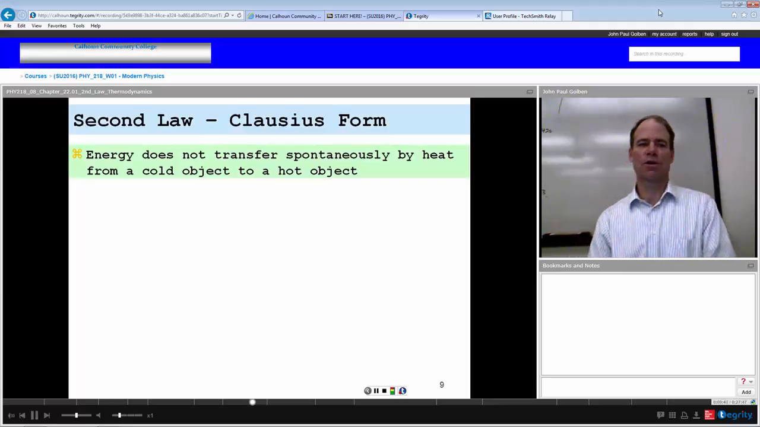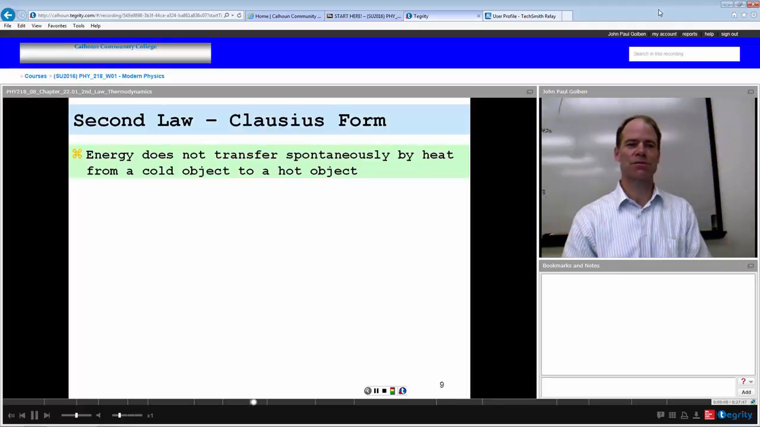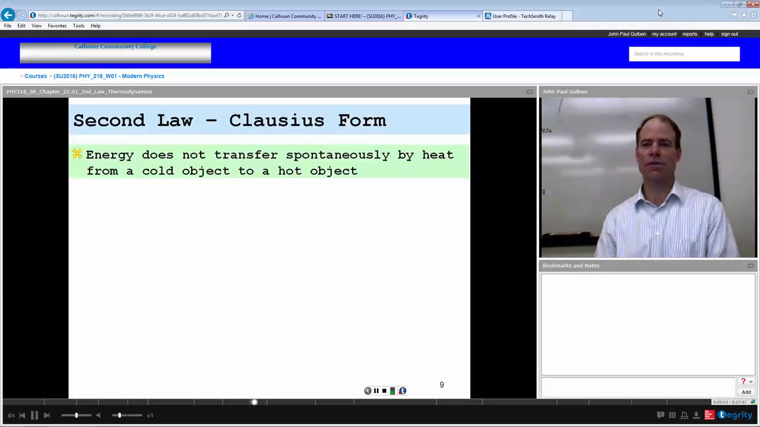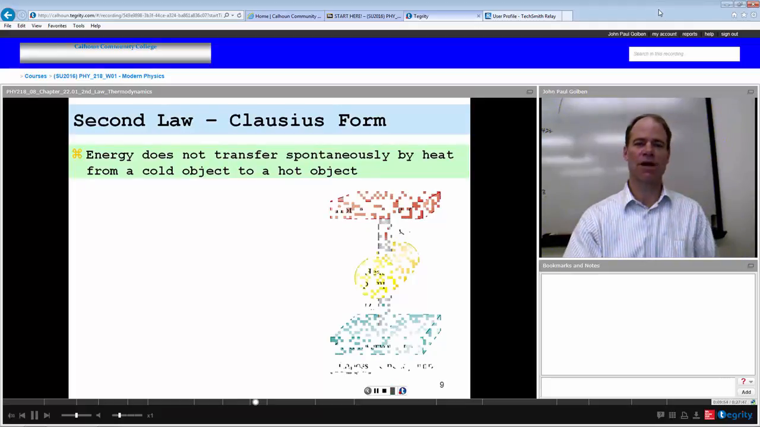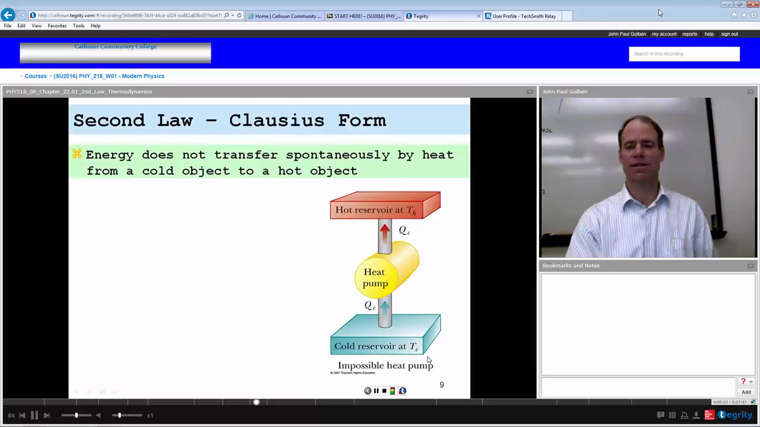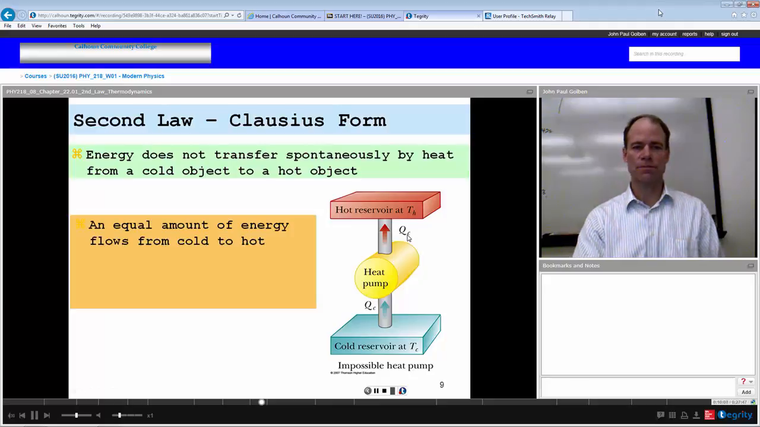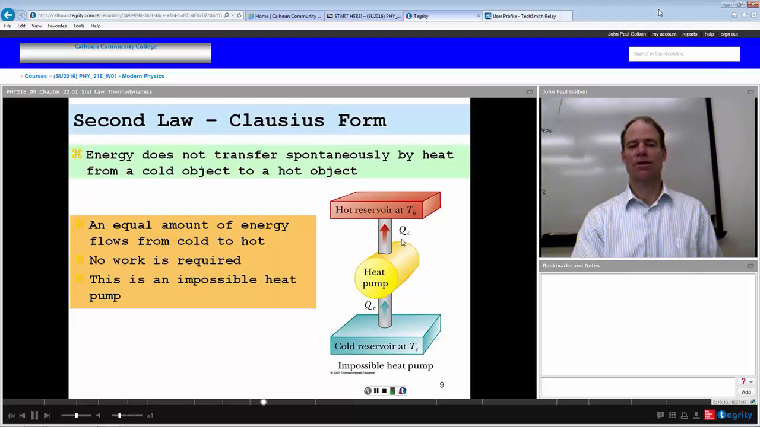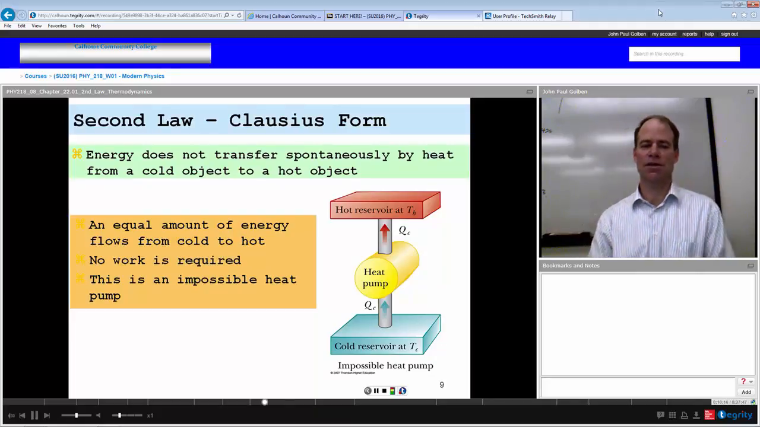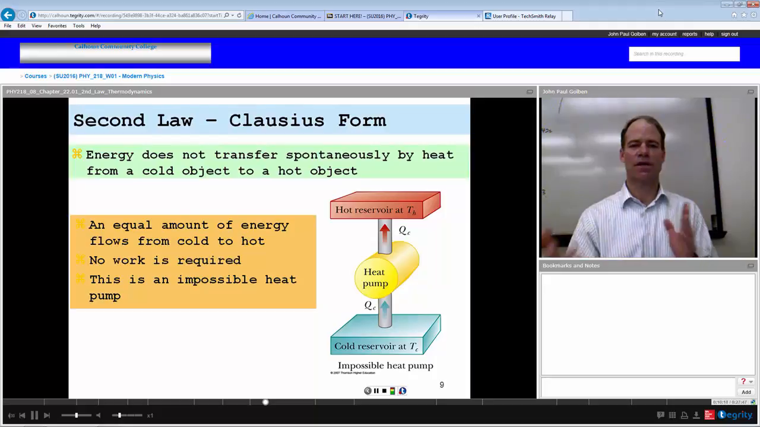Here's another form of the second law in the Clausius form. Energy does not transfer spontaneously by heat from a cold object to a hot object. So we cannot have heat come from a cold reservoir, go through our engine, and get expelled exactly into a hot reservoir without the input of work. In this engine, no work is required. This would be impossible to have this occur. This is an impossible heat pump because we can't have the spontaneous flow from cold to hot.